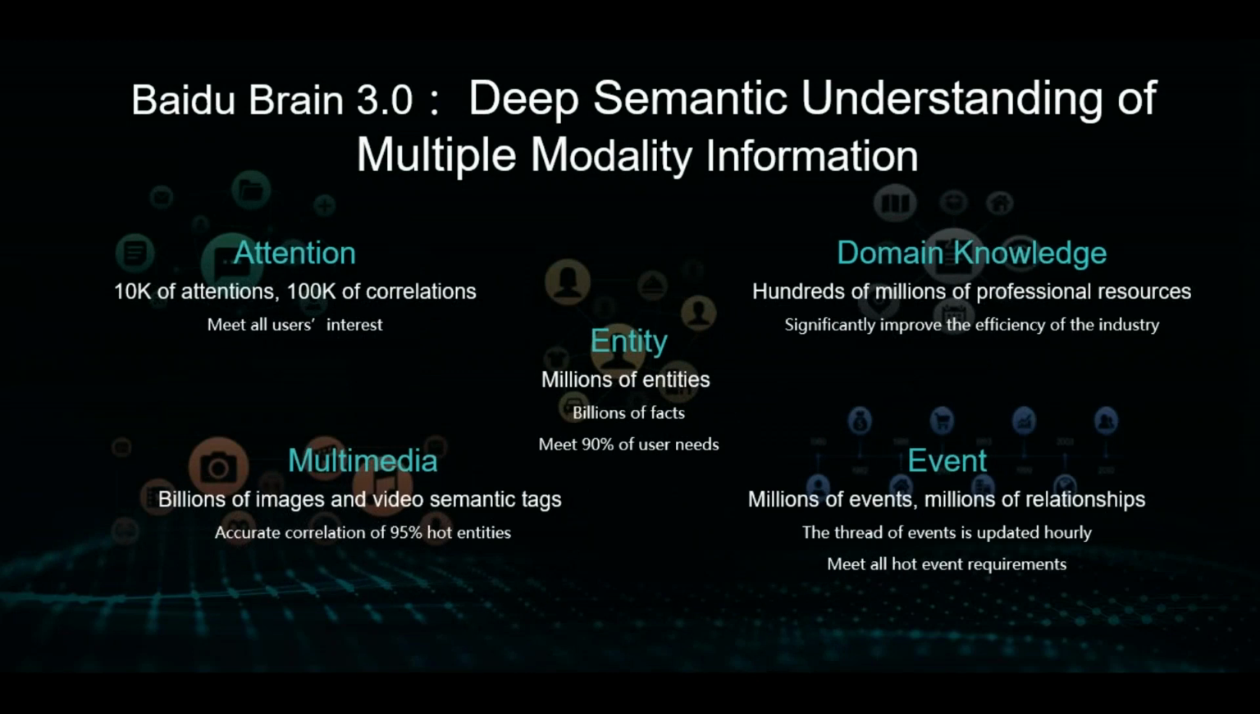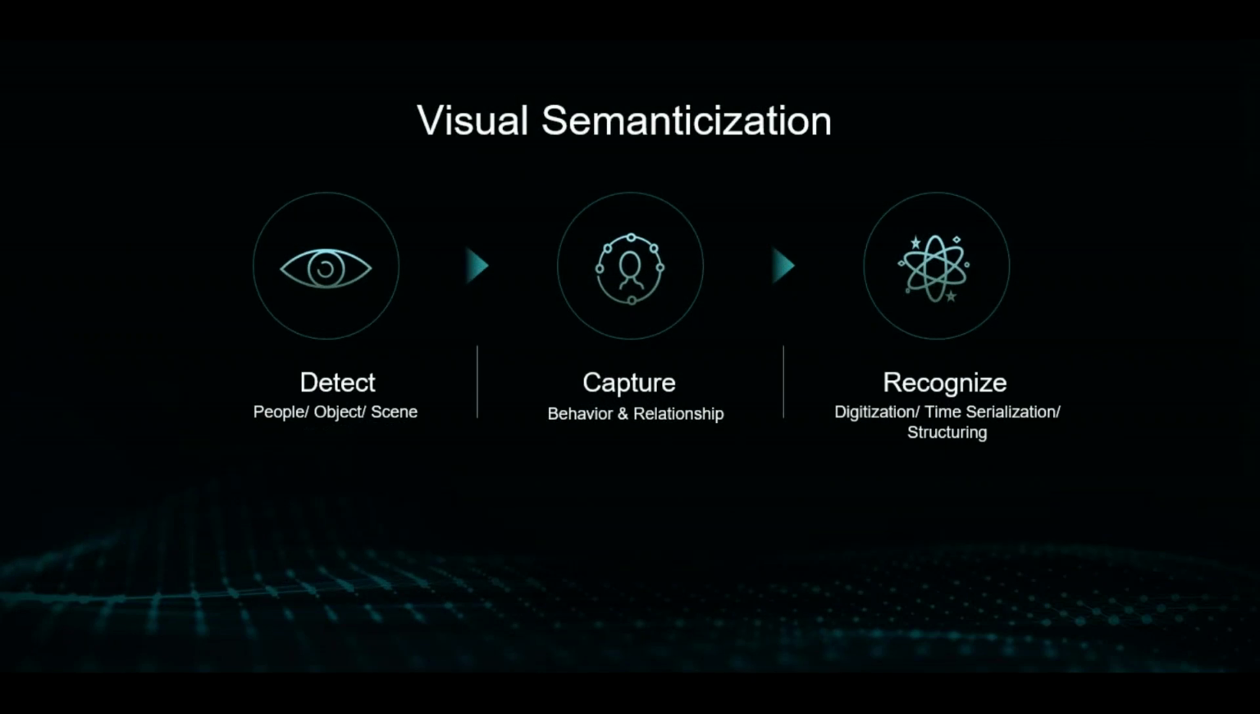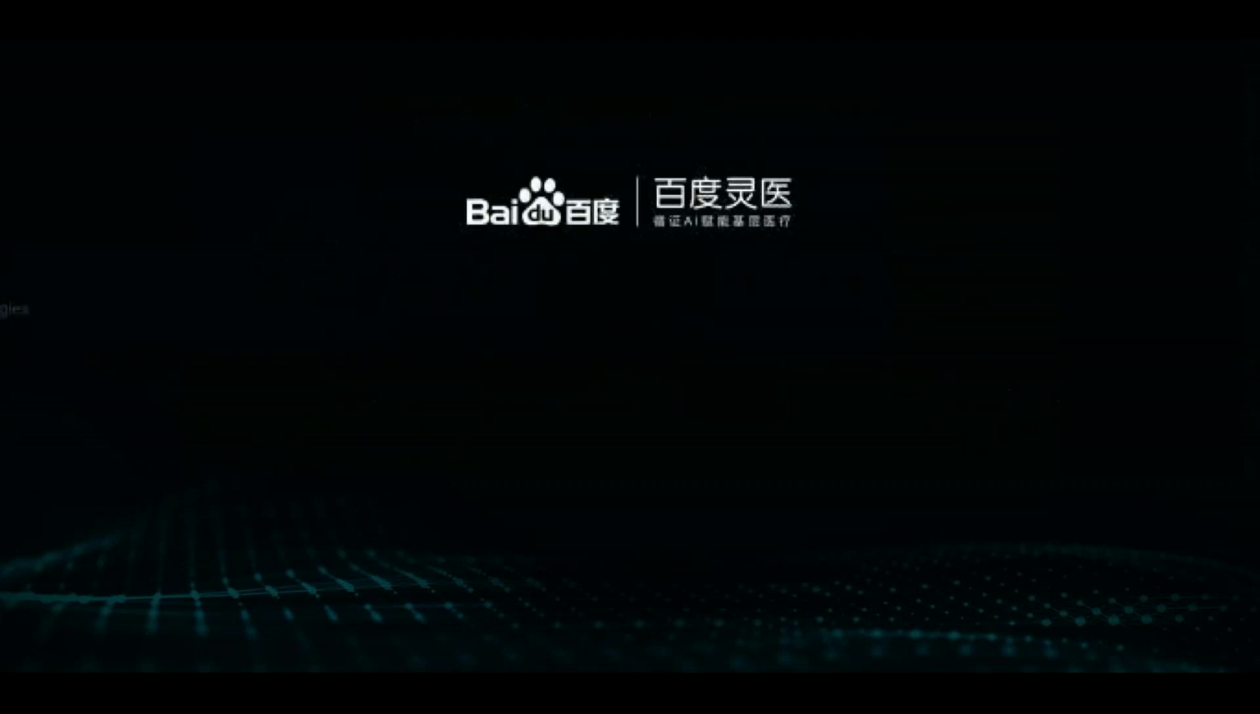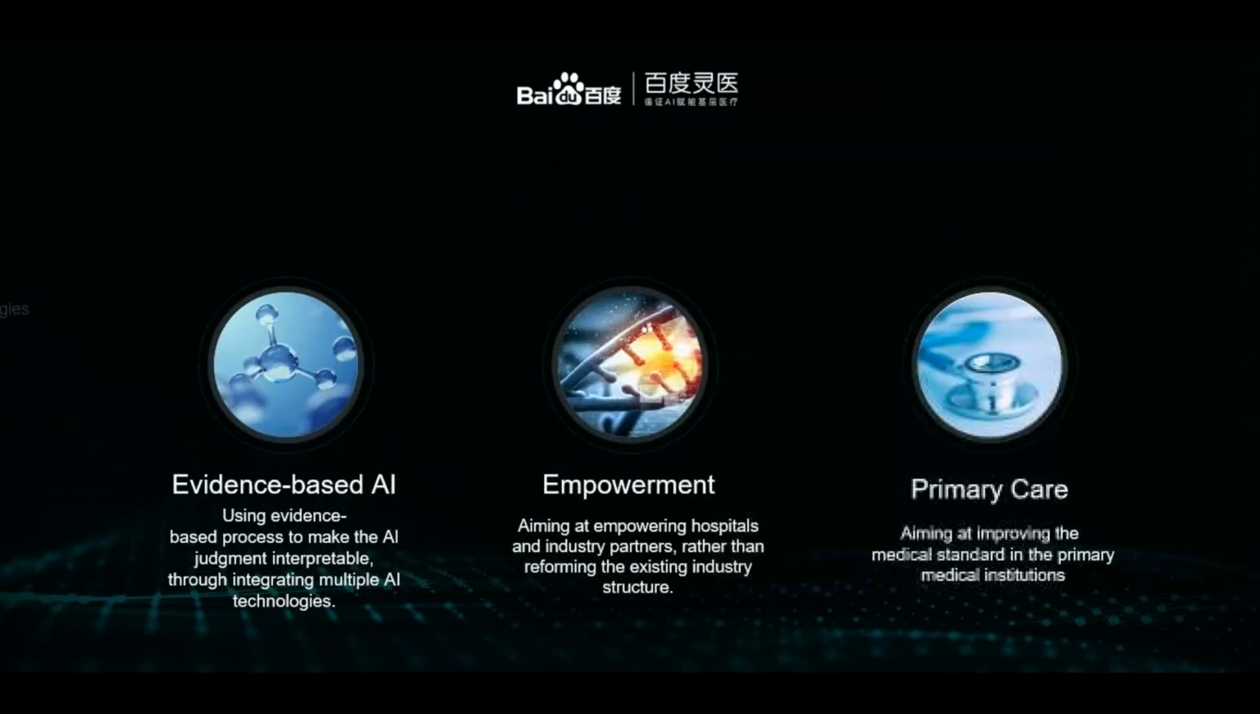It has 5 major keywords here. I won't expand on this too much because you are focused on the AI health part. Take visual semantic understanding as an example. The key technology is to detect objects, capture behavior and relationships, and recognize what's happening from the time domain and spatial domain. So we formed this brand called Artificial Intelligence Innovation Business, and we also call ourselves Baidu Health. This department is focusing on using AI to improve healthcare in China.